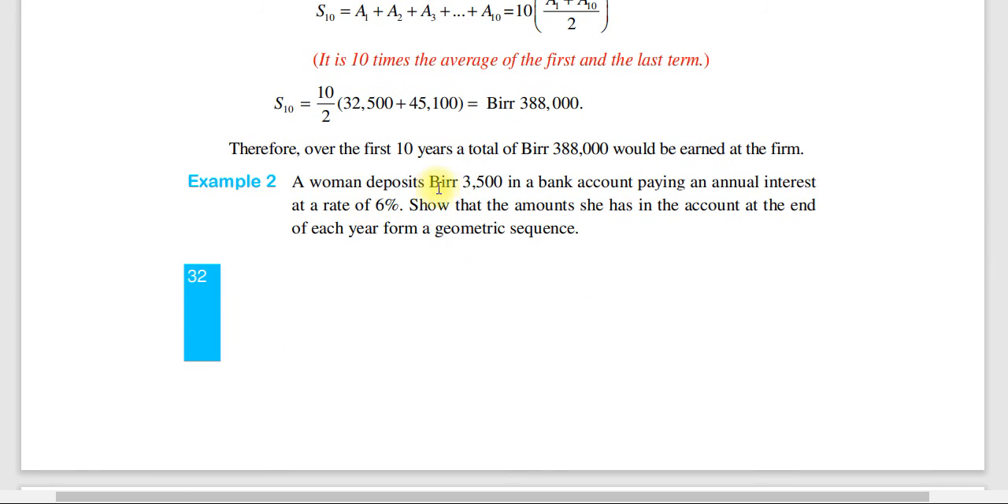Another example: a woman deposited 3500 birr in a bank account paying an annual interest at a rate of 6%. Show that the amount she has in the account at the end of each year forms a geometric sequence.